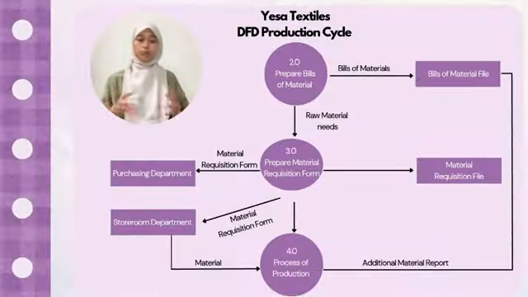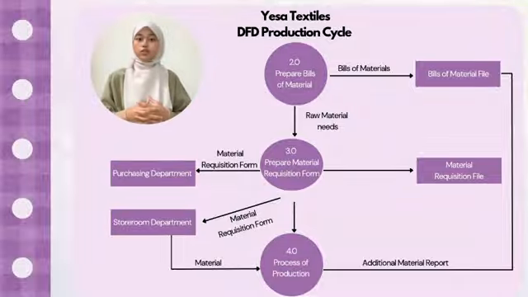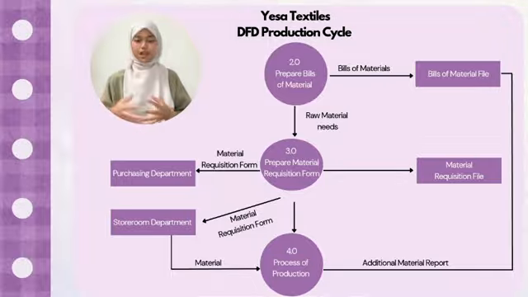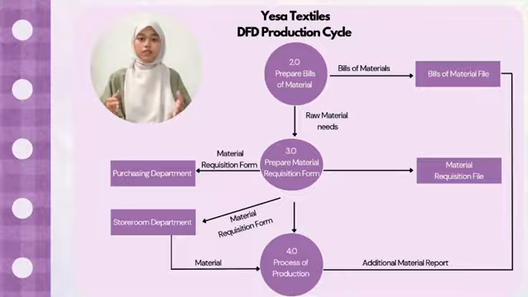So, once the storeroom department processes the requisition, the actual material is released and flows into process 4.0, process of production. This is where the physical production activity takes place, using the materials released from the storeroom. However, what's important to highlight here is the feedback loop. During production, if there is a discrepancy between the materials planned and the materials actually used, process 4.0 generates an additional material report. This report flows all the way back to the bills of material file.